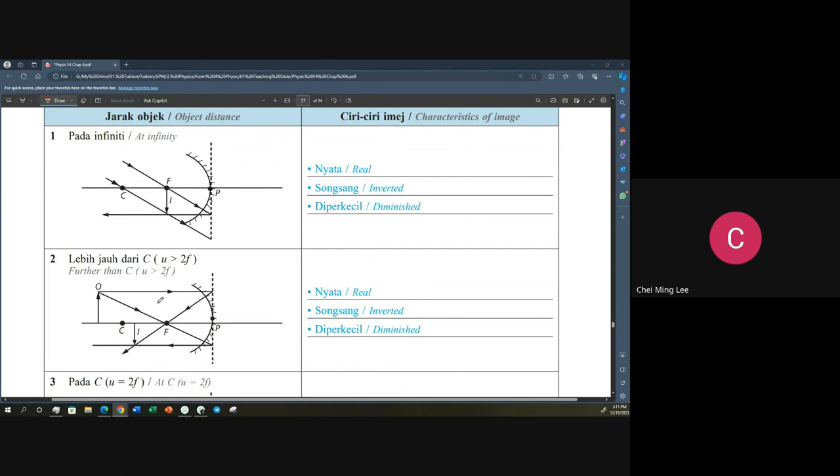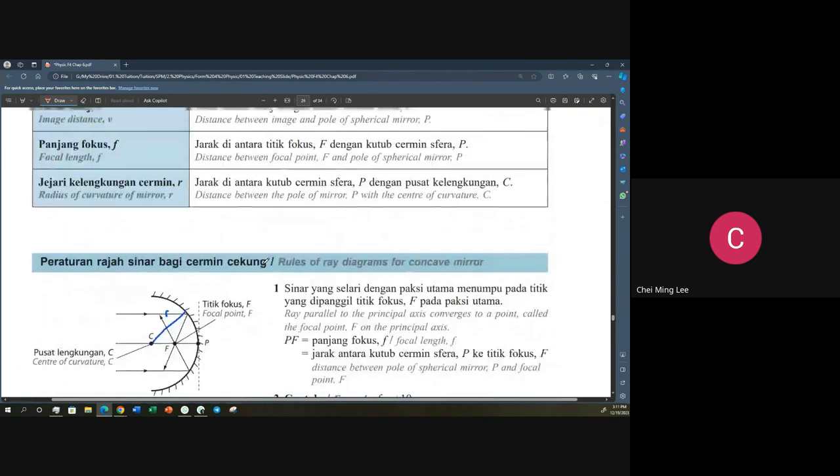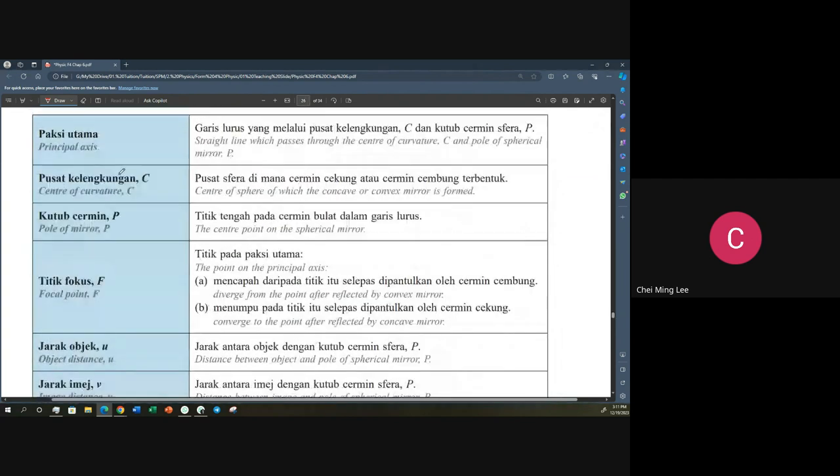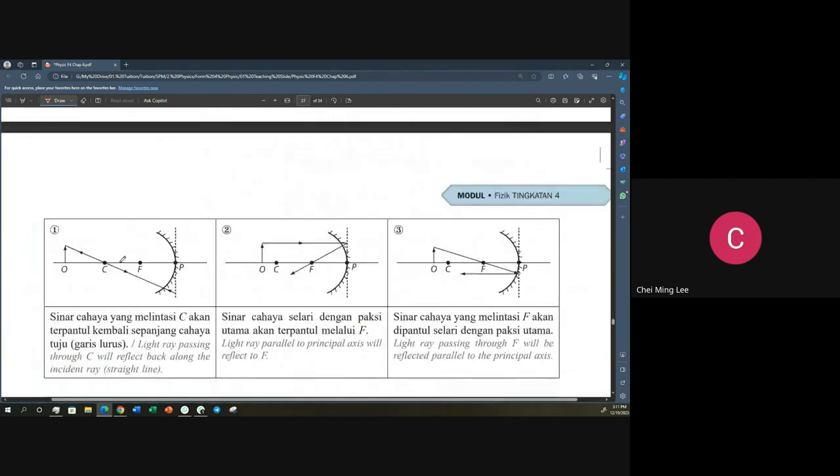When it's further than C, meaning that your u is more than 2F, then it will be real, inverted, and diminished. Remember, normally C is equal to 2F. C is equal to 2F, this is very important. It means that the radius of curvature, the distance of the center of curvature, will be 2F, which is two times the focal length. Like this.